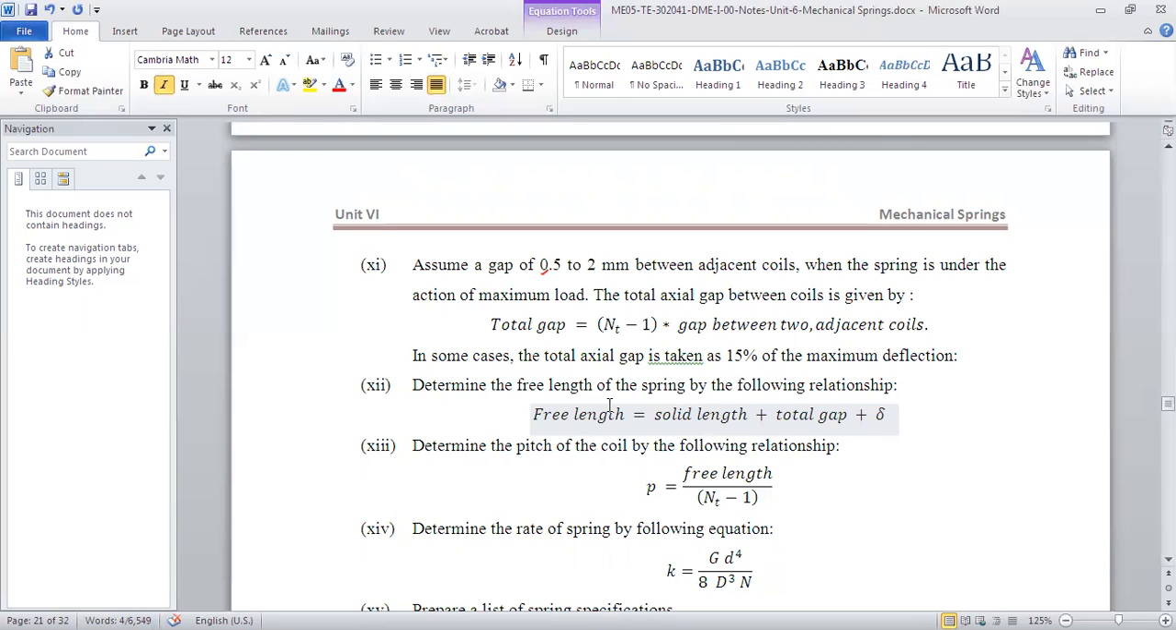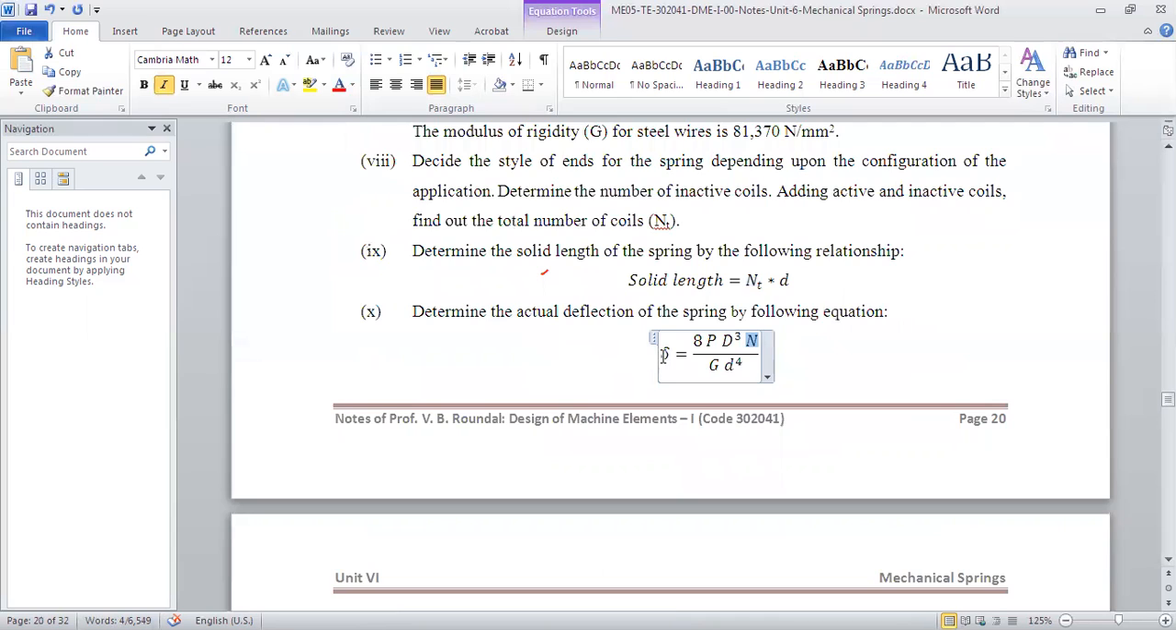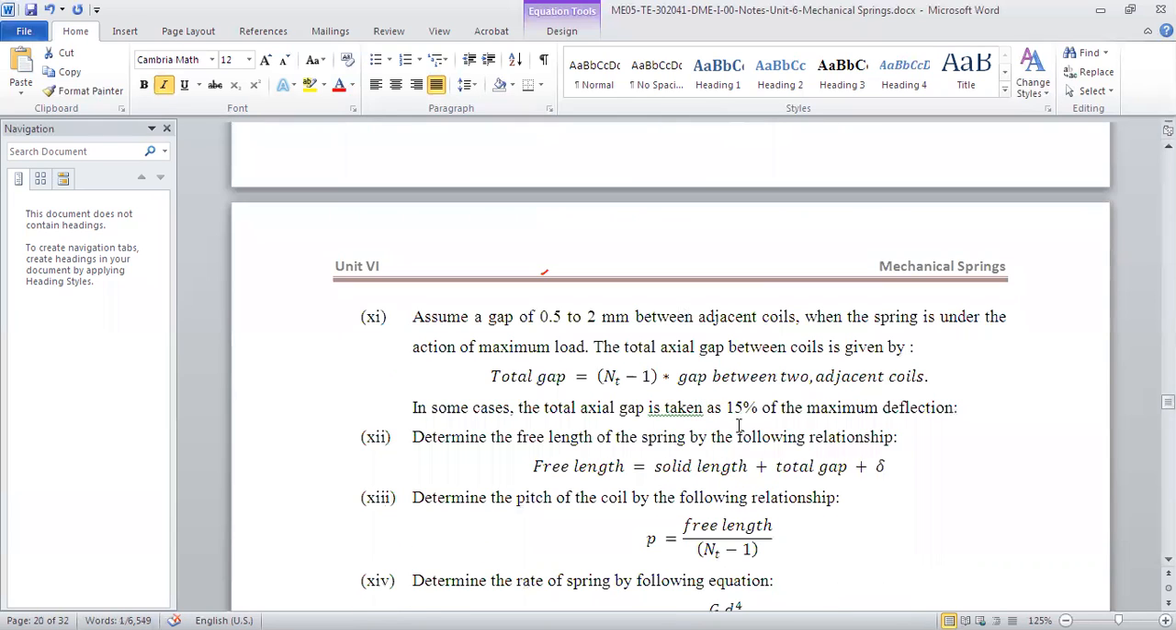In some cases, the total axial gap is taken as 50 percent. So whatever deflection delta we had in the previous step, multiplied by 50 percent, will be taken. So we find the total gap using this formula, NT minus 1 into the gap between two coils, or we can take some percentage of the total deflection.